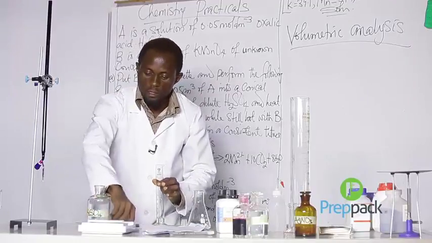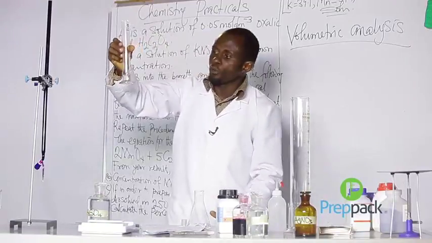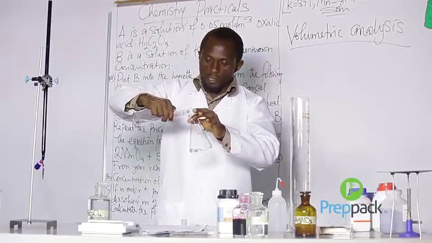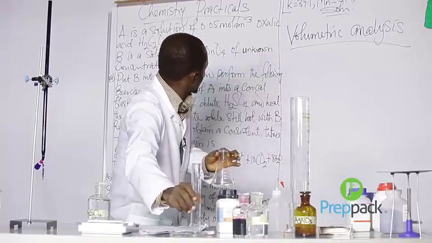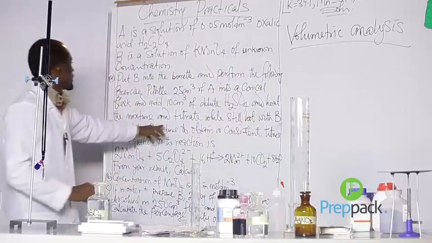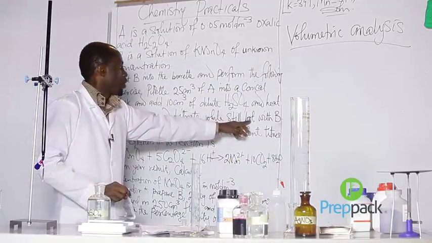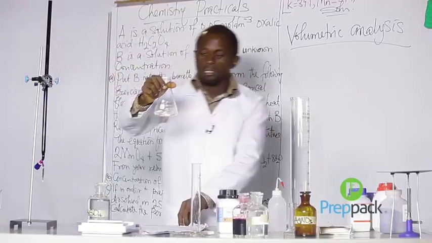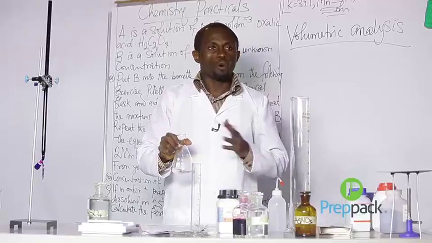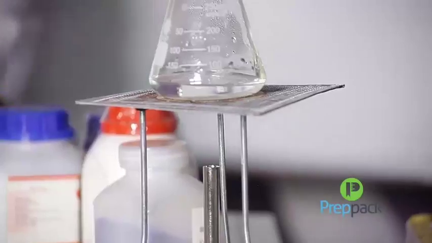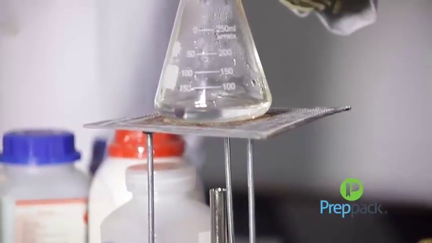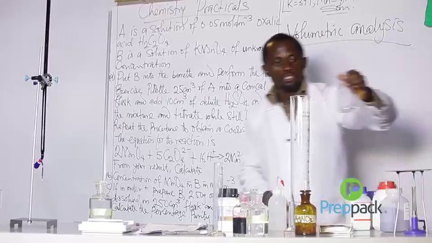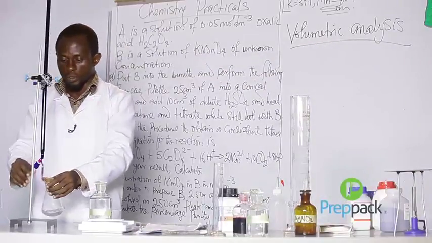All right. This is 10 cm cube of H2SO4, acidified the oxalic acid. And the instruction says, heat the mixture and titrate while still hot with B. That is, I need to heat the mixture to at least 40 to 60 degrees Celsius. So all I need to do now is to heat. From this point, you heat to a temperature of about 40 to 60 degrees Celsius, and you titrate as the solution is still hot.